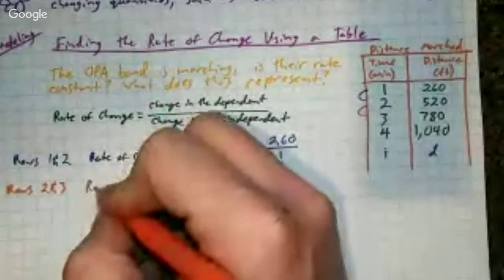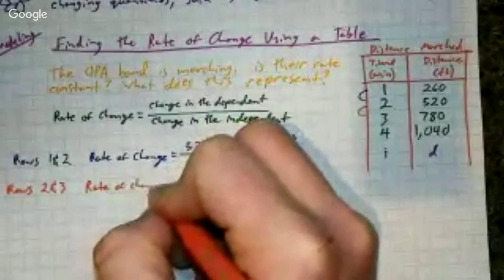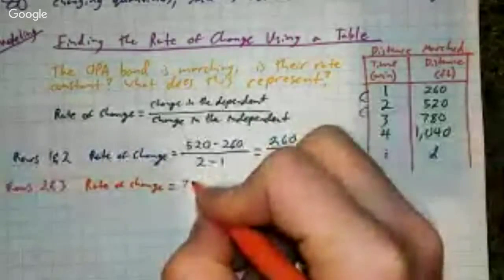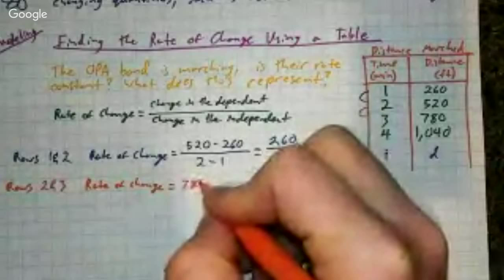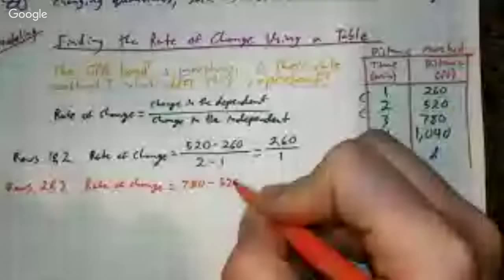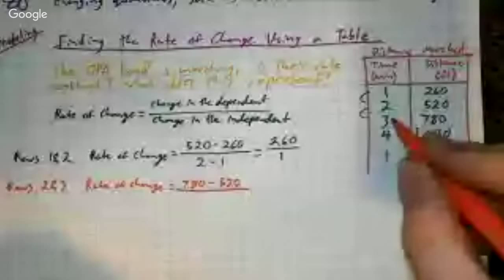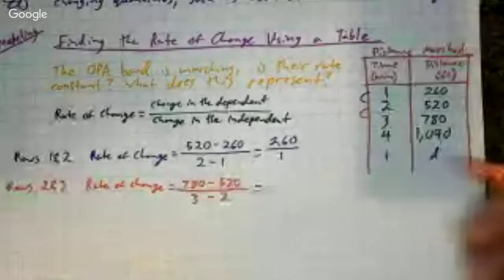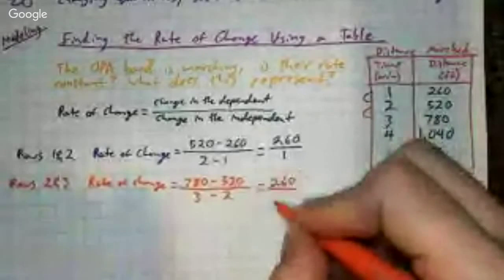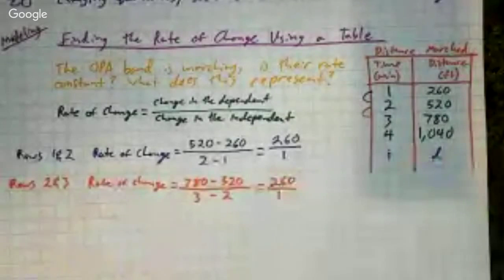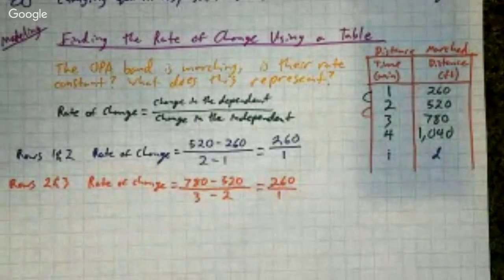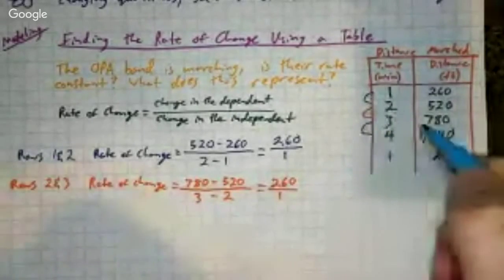And we're going to have the rate of change equals, well, 780 minus 520 over 3 minus 2, which gives us 260 over 1. Would you look at that? So far we have two sets of rows, and both of them are the same. Now let's take our last two, rows 3 and 4.